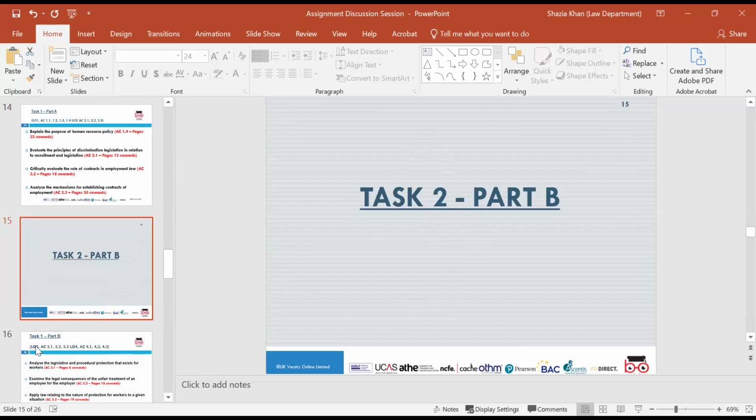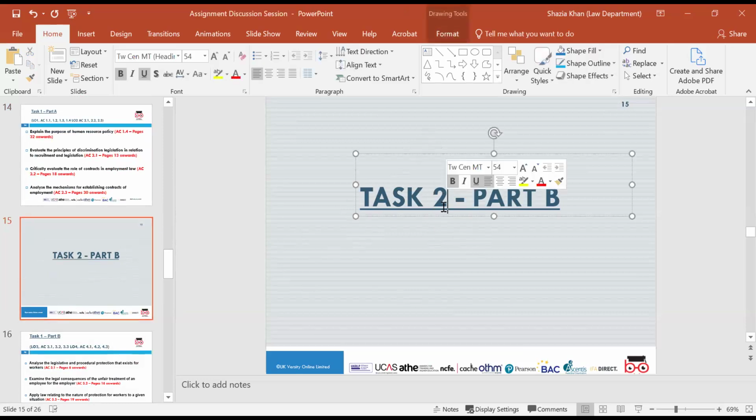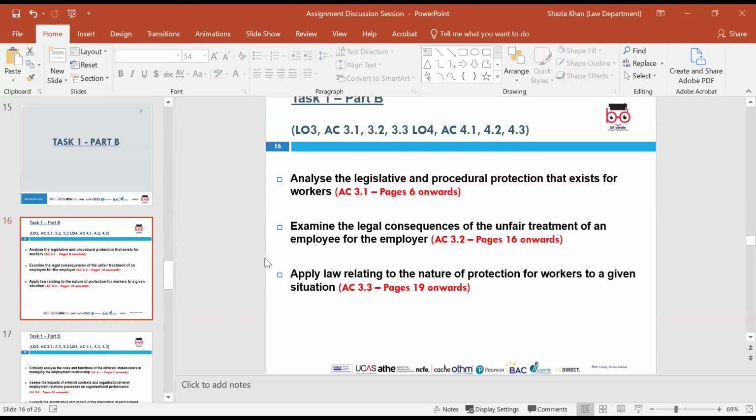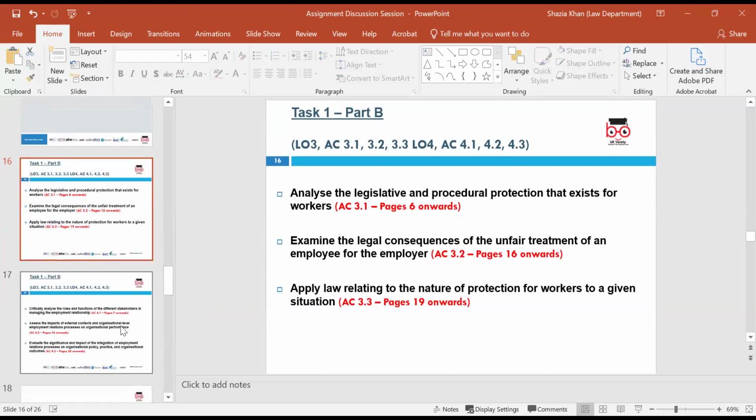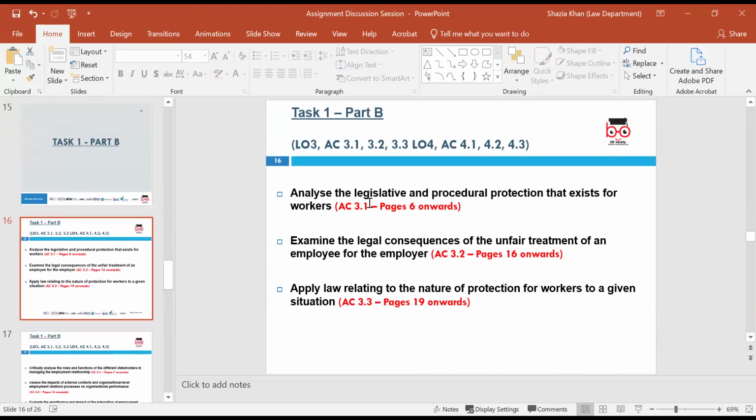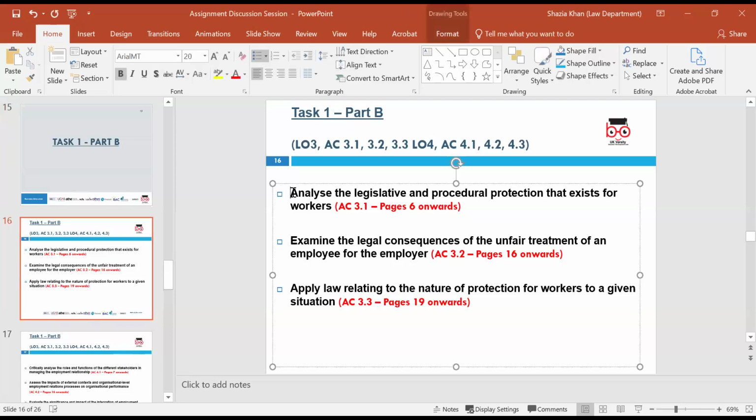Now we go on to task 2, part B. Sorry, it's task 1, part B, okay? So task 1, part B, that's learning outcome 3, AC 3.1, 3.2, 3.3, learning outcome 4, AC 4.1, 4.2, and 4.3. Okay, so in here again, you have got 6 parts to this. Okay, so you need to make sure you are using each one as a heading.